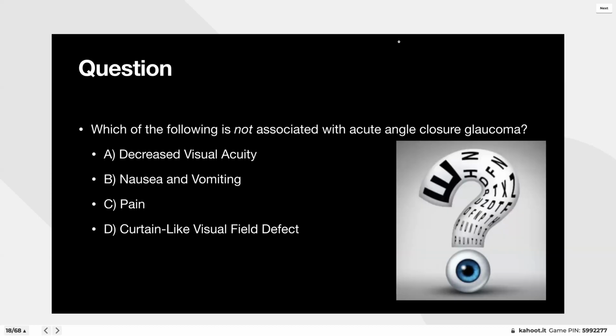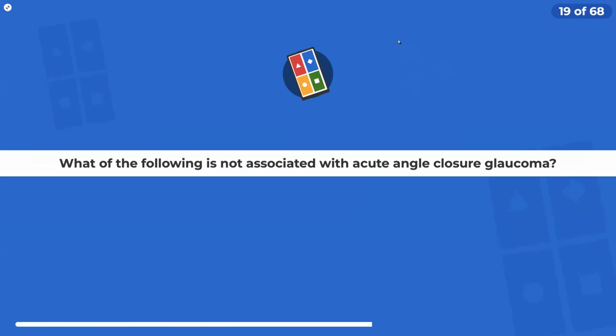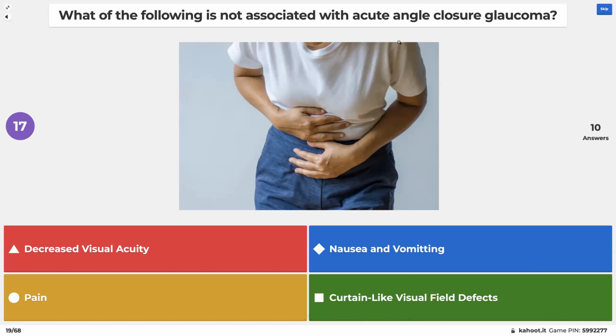So we'll go on to our next question, which is specifically about acute angle closure glaucoma that we'll talk a bit more about in a second. Which of the following is not associated with acute angle closure glaucoma? A, decreased visual acuity, B, nausea and vomiting, C, pain, or D, curtain-like visual field defects. Give it a few seconds for everyone to put in their answers here.